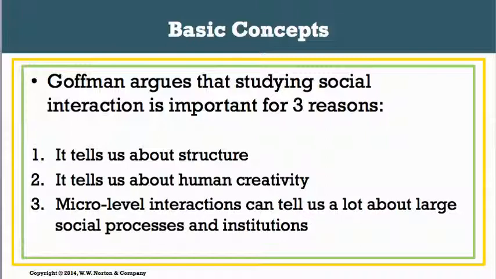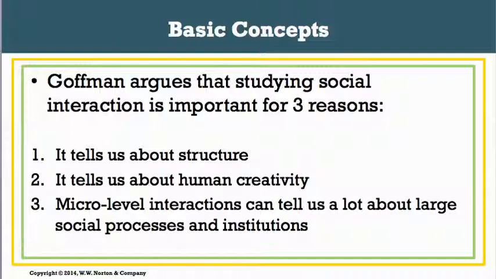One is it tells us a lot about structure. So what he means by that is that we do things in society in patterns. If you remember, social structure refers to patterns and regularities in human behavior. So for example, the majority of us go to school. Then when we finish school, we might go to college or we might start work, and then we start our families. And the structure kind of repeats because when we have our kids, they go through similar structures.